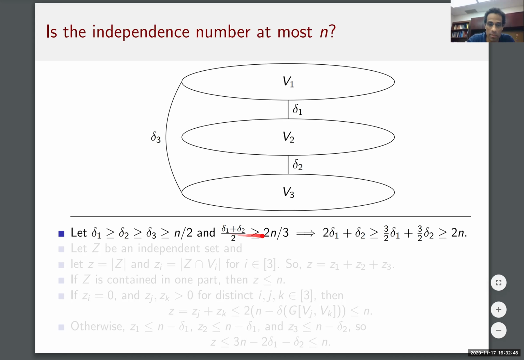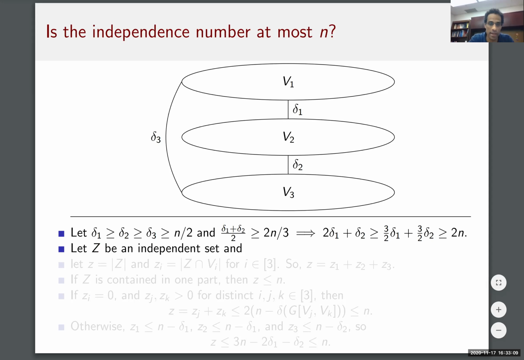And then what if I multiply both sides by 3? It's telling me that this is at most 2n. So actually, for this one, this is the condition you need: 2 delta 1 plus delta 2 is greater than or equal to n. So you definitely always need that. For sure, you need 2 delta 1 plus delta 2 is greater than or equal to 2n. But let's see.